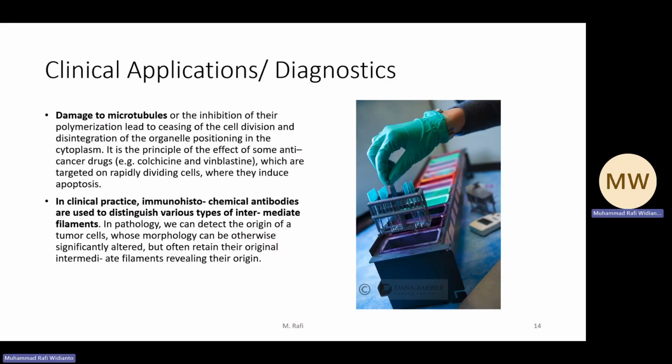And just to close it off, clinical applications and diagnostics. Microtubule-targeting anti-cancer drugs can disrupt cell division and induce apoptosis in rapidly dividing cells. And immunohistochemical antibodies in diagnostics can be used to identify tumor origins by detecting the IMF, revealing the tissue of origin. So even after the cancer cells have metastasized to their current area of the body, we can find out where the cancer cell originally came from.